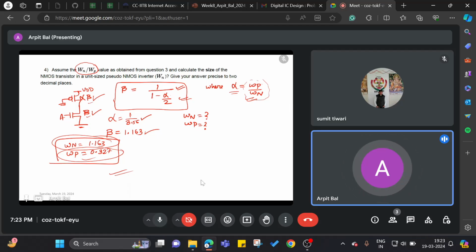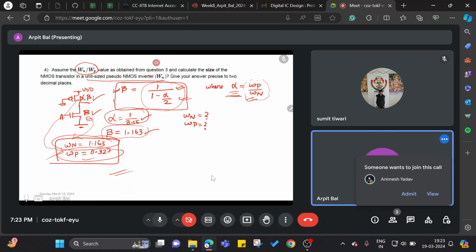After figuring out WN by WP, we were supposed to figure out the size of WN. From the lectures we know that beta equals 1 by (1 minus alpha by 2), where beta is the width of NMOS and alpha beta is the width of PMOS, where alpha represents WP by WN. As we already know WN by WP, we figure out alpha by taking the reciprocal. Then by putting the value of alpha here, we find beta. Beta corresponds to WN and alpha beta corresponds to WP.